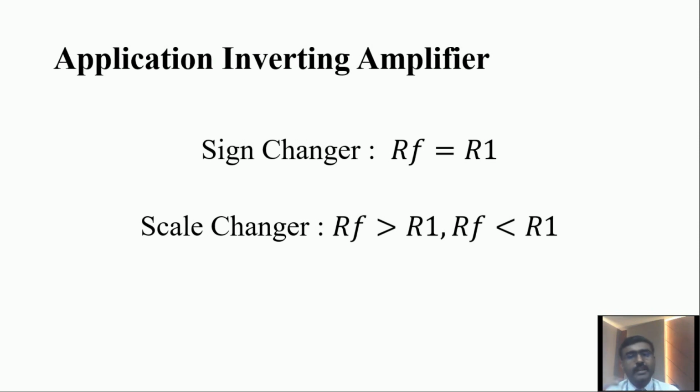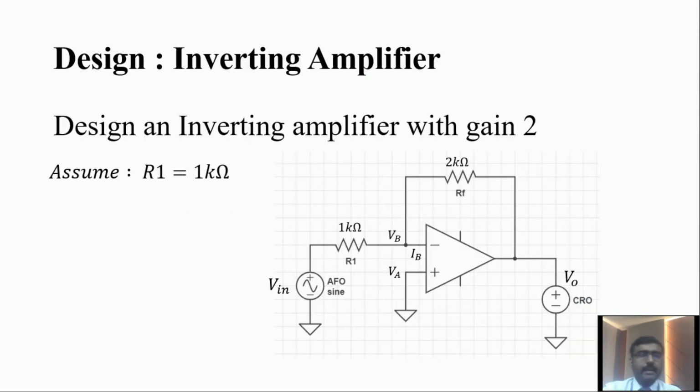Then scale changer. If we are going to change the scale, it means we are going to change the amplitude value of the signal, by making RF greater than R1 or RF less than R1. If you fix the value of RF greater than R1, the gain becomes higher. RF less than R1 means the gain becomes lesser. This is the application of the inverting amplifier.